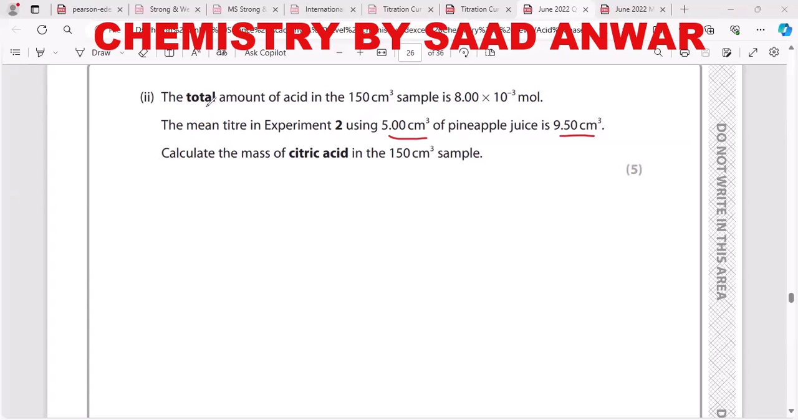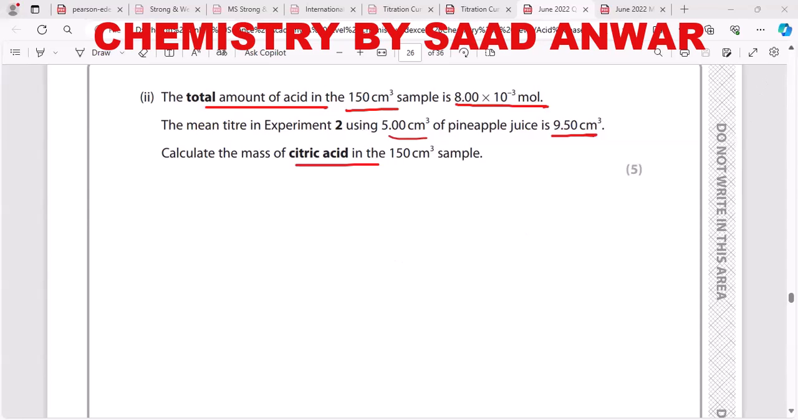Coming to the question. The total amount of acid is 150 cubic centimeter. Sample A, its moles is 1.8 × 10^-3. The mean titre in experiment 2 is 9.50 cubic centimeter. Calculate the mass of citric acid in the 150 cubic centimeter of sample. This is the question which I am going to solve.